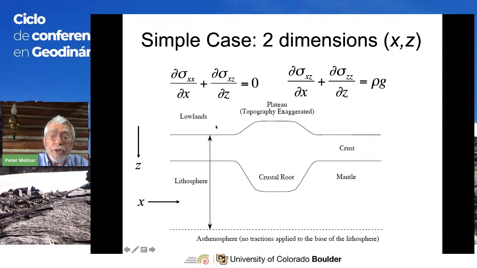Okay, so this is the situation I want to consider here, where we have lowlands, thin crust. This is the lithosphere, crust and mantle. We can compare that with a high region. Topography is exaggerated, with a crustal root. And these are our two simple equations, no y dependence and just simple balance here. And let's start with this equation.